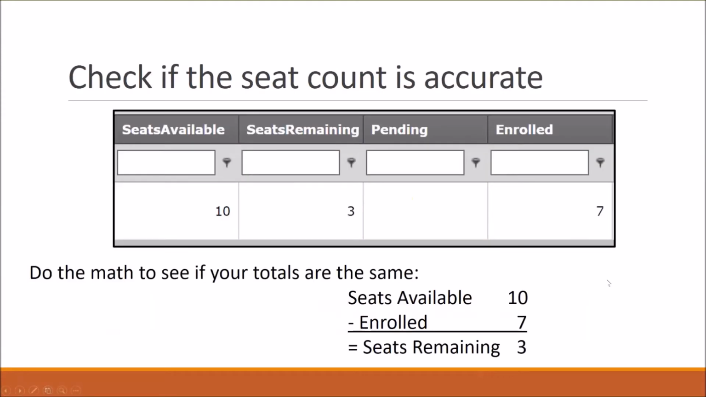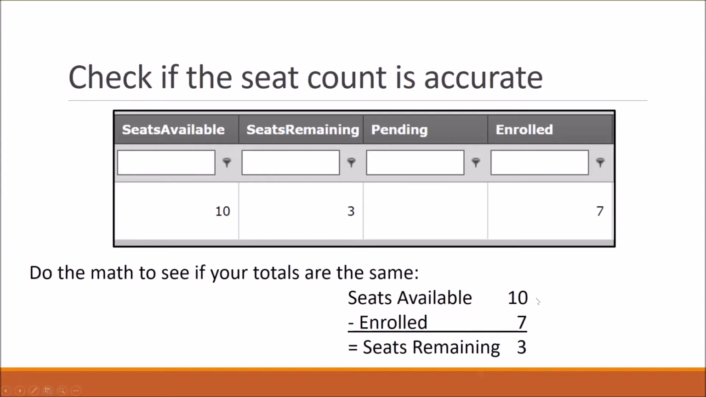So let's kind of zero in on those columns of information I was talking about. So how can I quickly figure out if my data is accurate or not? Well, it involves math. And the easiest way for me to figure that out is I take my seats available column and I subtract my enrolled column and get a total. And if everything's accurate, this total should equal what's in the seats remaining.